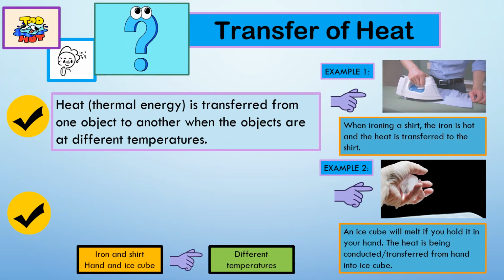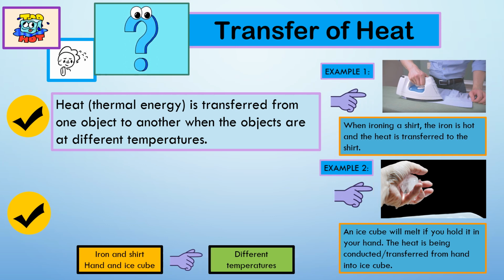Okay, I have here an example of heat transfer. So, heat, a thermal energy, is transferred from one object to another when the objects are at different temperatures. So, magkakaroon lang ng transfer of heat if two objects have different temperatures. So, walang heat transfer if pareho sila ng temperature. Kasi hindi naman po-flow. So, always remember, heat transfer occurs if the two objects have different temperatures. So, one object has high temperature or mainit, and the other object has lower temperature or malamig.